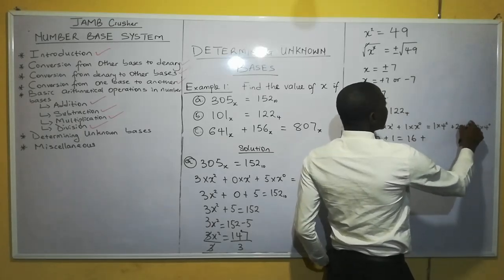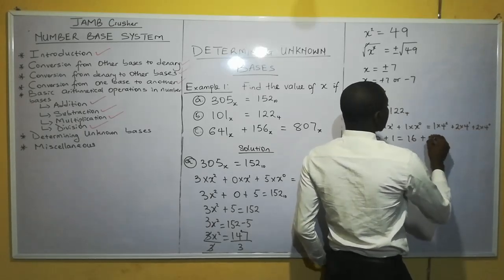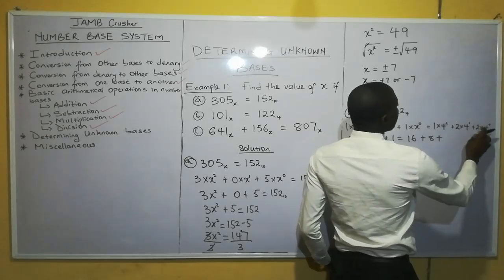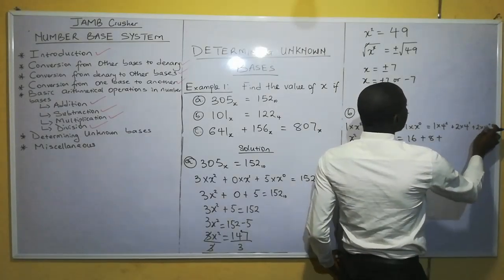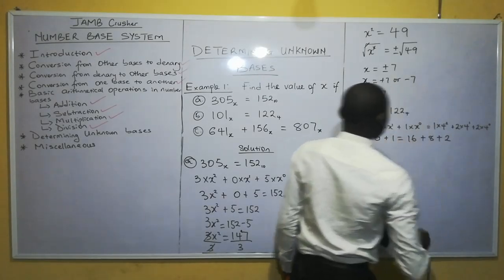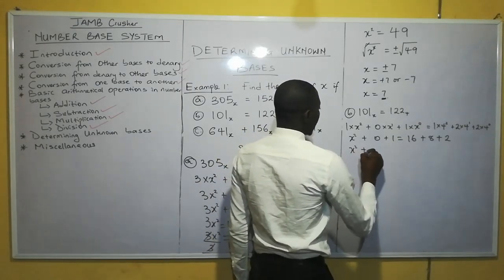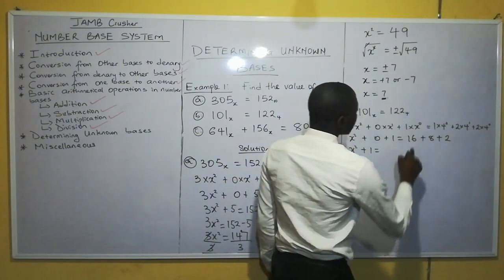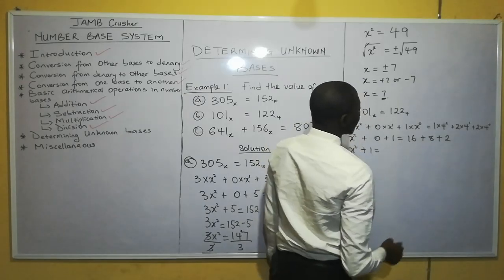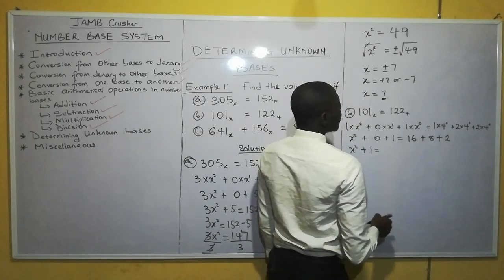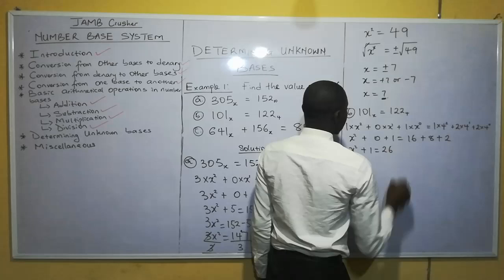4 raised to power 1 is still 4. So 2 times 4 is 8, plus 4 raised to power 0 is 1, 2 times 1 is 2. So what do we have left? We have x squared plus 1 is equal to 16 plus 8 is 24, and then 4 plus 2 is 26. So we have 26 here.